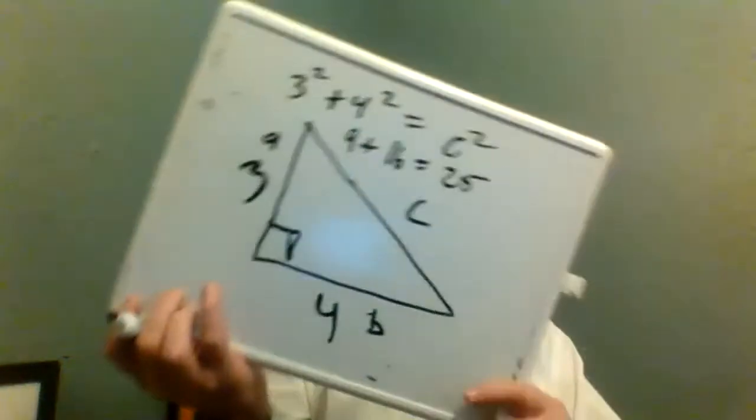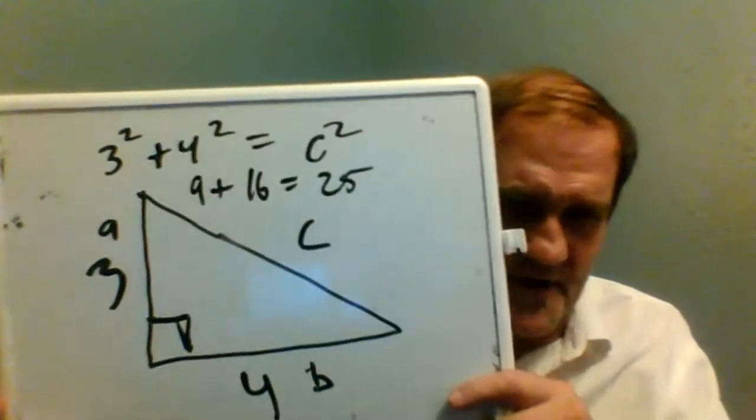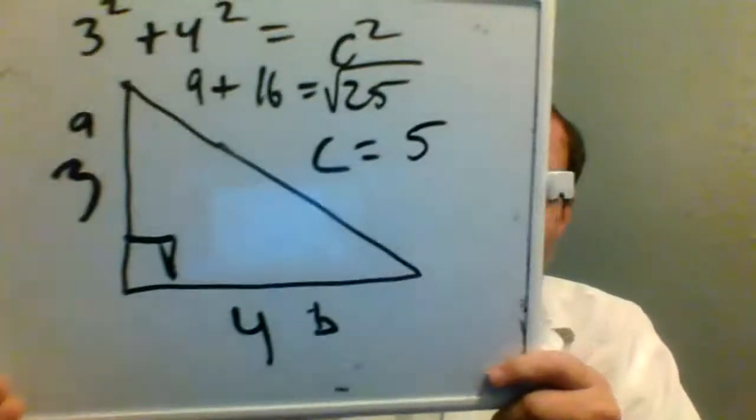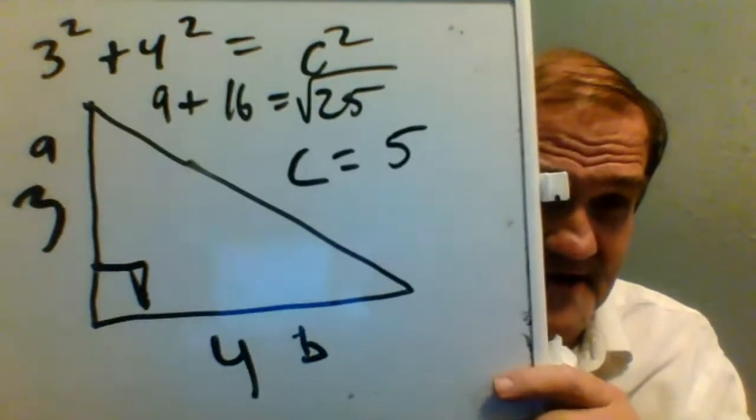So 3 times 3 is 9, plus 4 times 4 is 16. That gives you 25. 9 plus 16 gives you 25. What is your answer then? It's going to be the square root of 25 is what C is equal to. C is equal to the square root of 25, which in this case is 5. All right? That means that this side C has a length of 5.